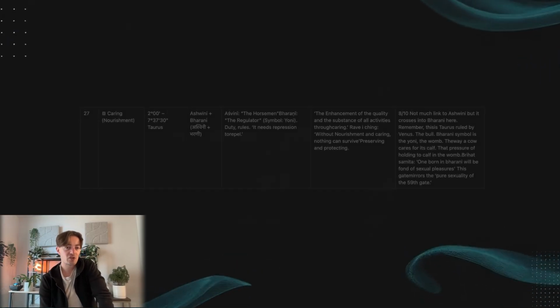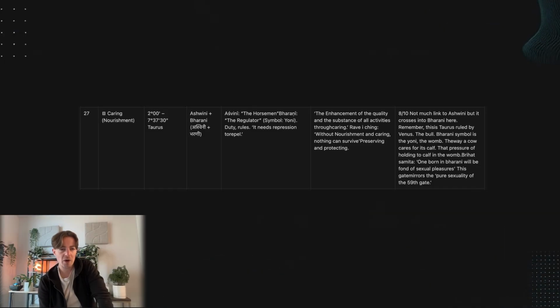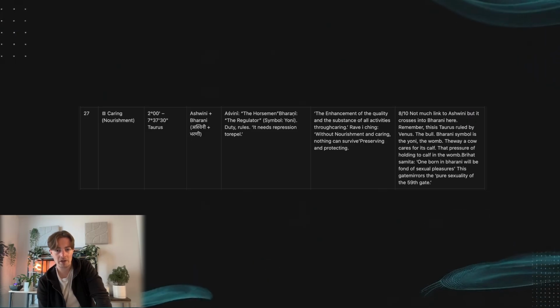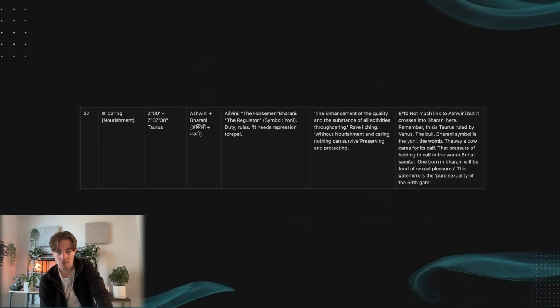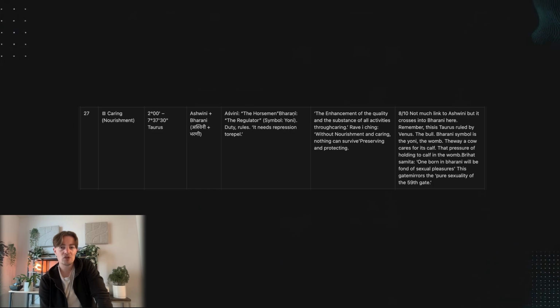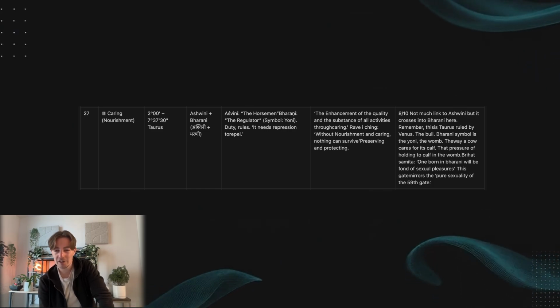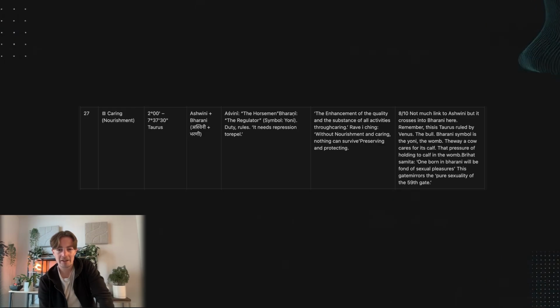Let's go to gate 27, which is called caring, or the gate of nourishment, going from 2 degrees to around 7 degrees of Taurus. Now, this crosses both Ashwini and Bharani nakshatras. And Bharani is the regulator. The symbol is the female reproductive system. It's about duty, rules, the pain of looking after something. And a description from the Vedic texts is it needs repression to repel.